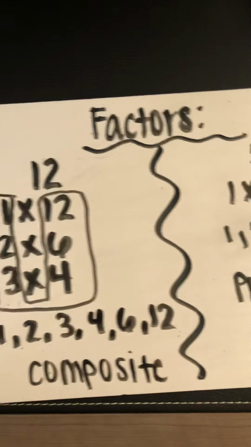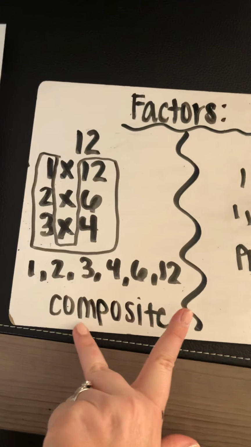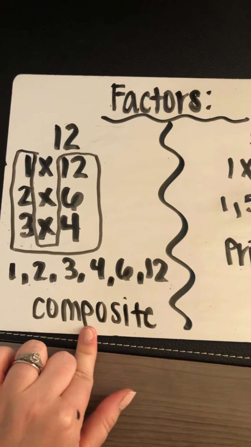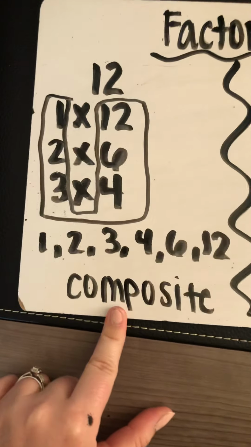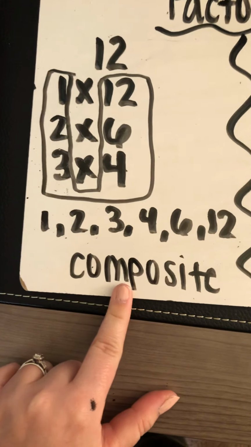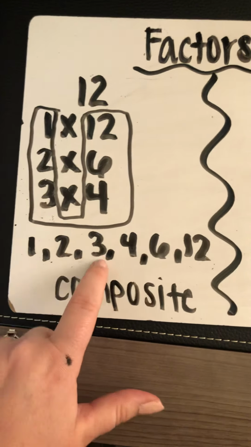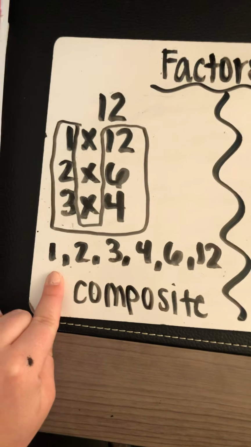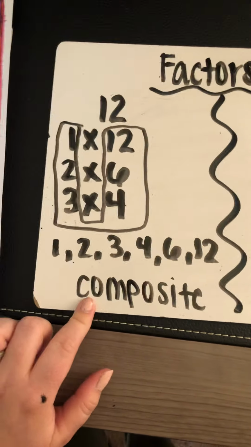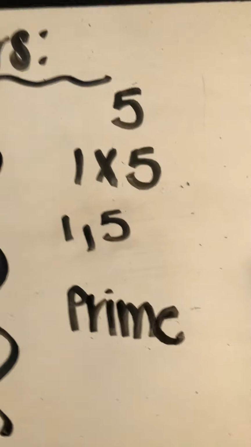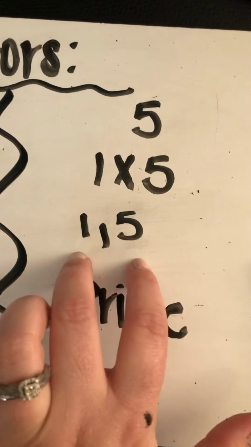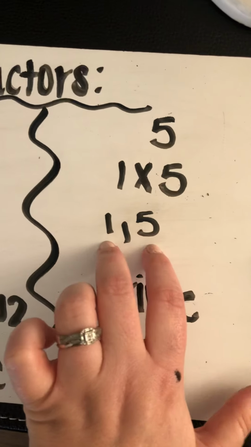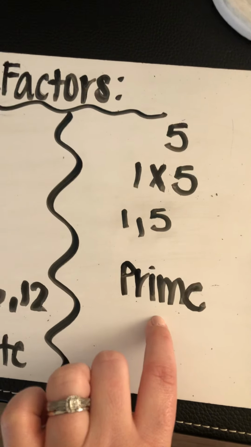Well, I did this example to show you what these factors are and how they can tell the difference between a composite number and a prime number. A composite number has more than 2 factors. Right here on 12, it has 1, 2, 3, 4, 5, 6. This has 6 factors. It has more than 2 factors, and it makes it a composite number. But you're going to find numbers that only have 2 factors. So when a number has 2 factors only, that makes it a prime number.